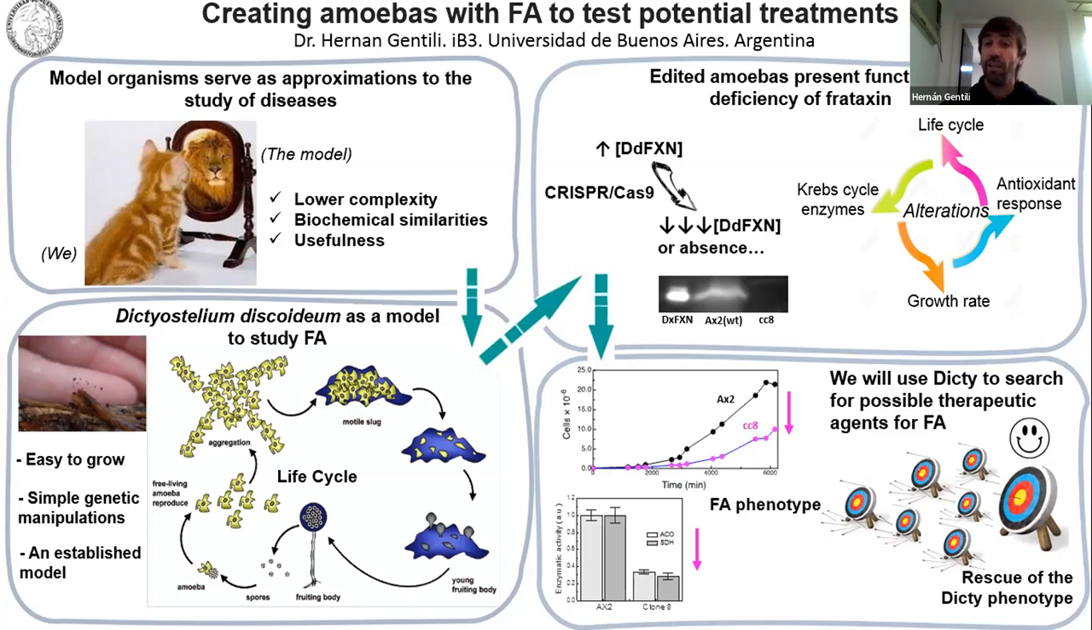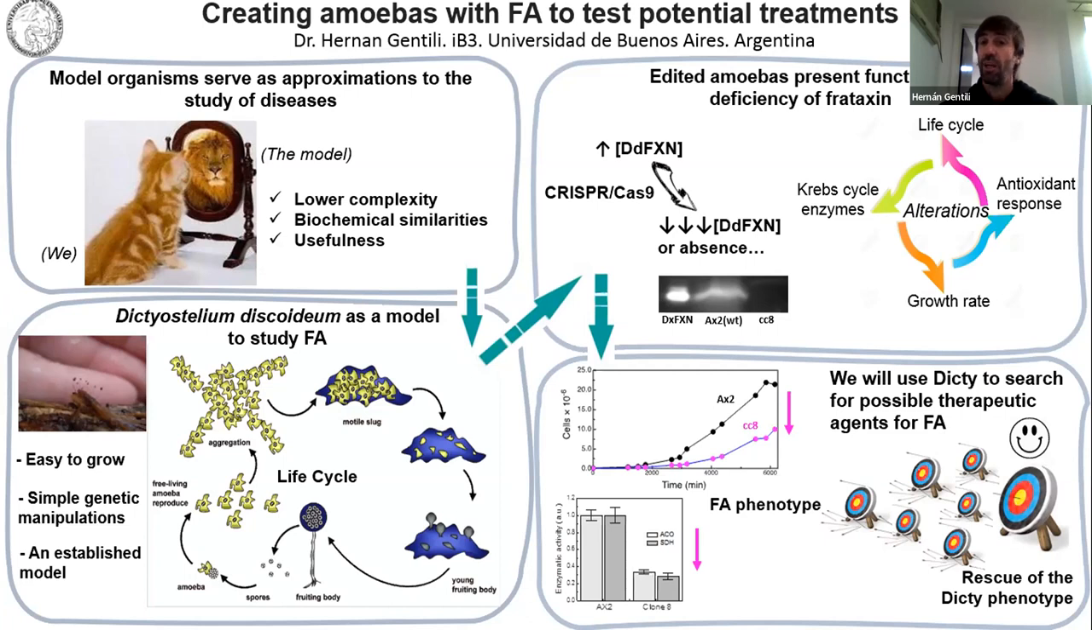As Dd is haploid, we are going to mutate its only frataxin. With a gene editing technique called CRISPR-Cas9, different frataxin mutants were obtained in Dd. One of the most interesting mutants, CCH, has the frataxin truncated by the appearance of a stop codon early during CRISPR editing. The frataxin of the mutant CCH is not present in the Western blot.